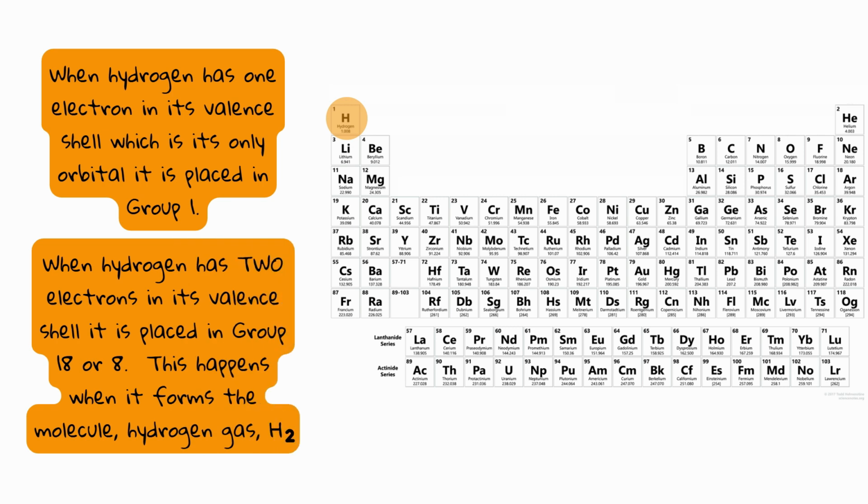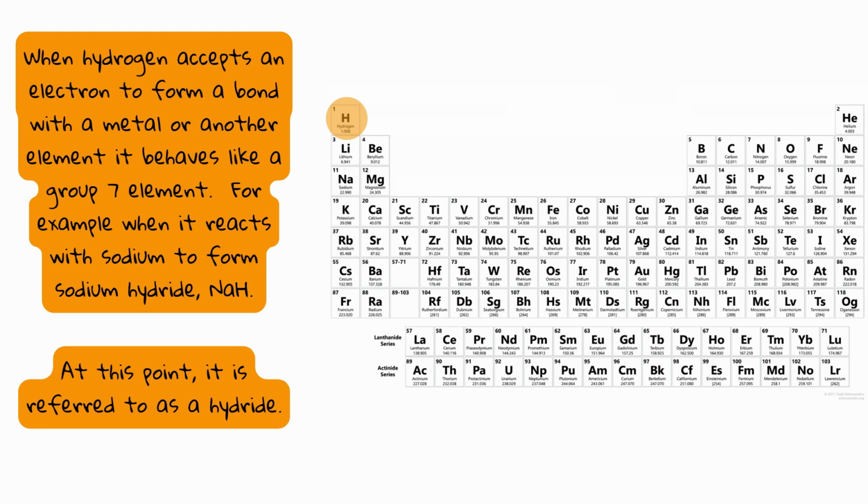When hydrogen has 1 electron in its valence shell, which is its only orbital, it is placed in group 1. When hydrogen has 2 electrons in its valence shell, it is placed in group 18, or 8 if the transition metals are ignored. This happens when it forms the molecule hydrogen gas, which is H2.